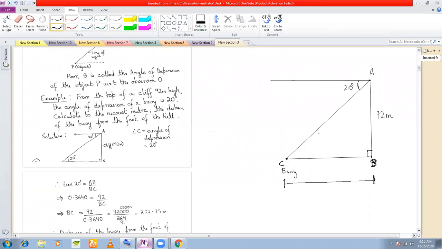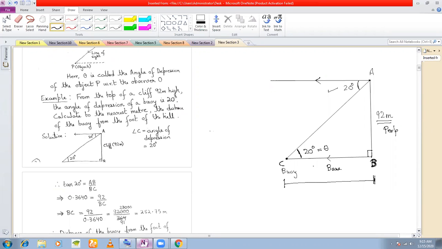First of all, you must observe that if this angle is 20 degrees, these two lines are parallel to each other, right? Because both are horizontal. Therefore, this must also be 20 degrees, alternate angles, right? Now, say this is equal to theta, then this becomes our perpendicular. This becomes our base. Okay, so perpendicular is given to us, 92. We need to find out the base, and this is our theta.